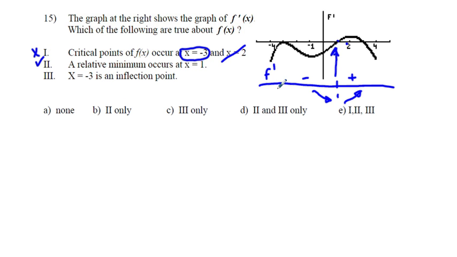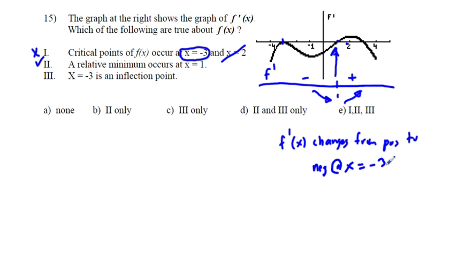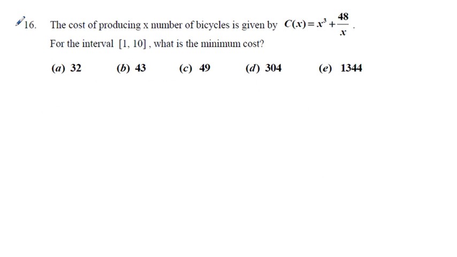Next, x equals negative 3 is an inflection point. Well, here we have at negative 3, that's negative 2, negative 3, so negative 3. So at negative 3, we have a change of concavity, because f prime of x changes from positive to negative at x equals negative 3. And that is the definition of an inflection point, so that checks out as well. So 2 and 3 are the correct answers for 15.